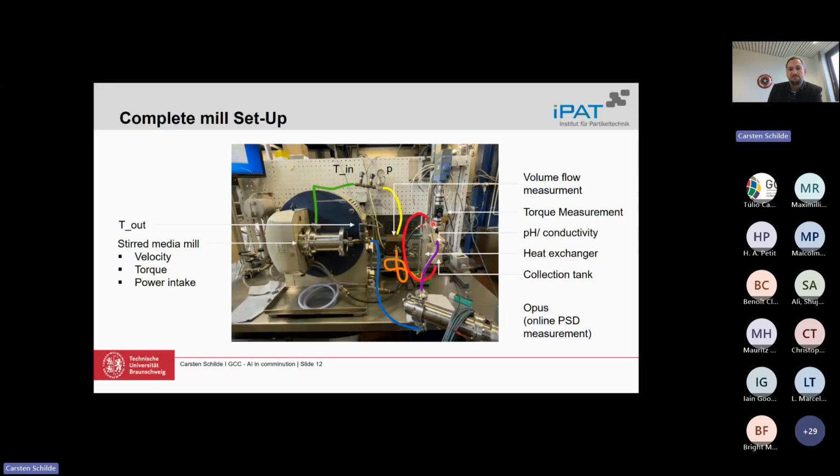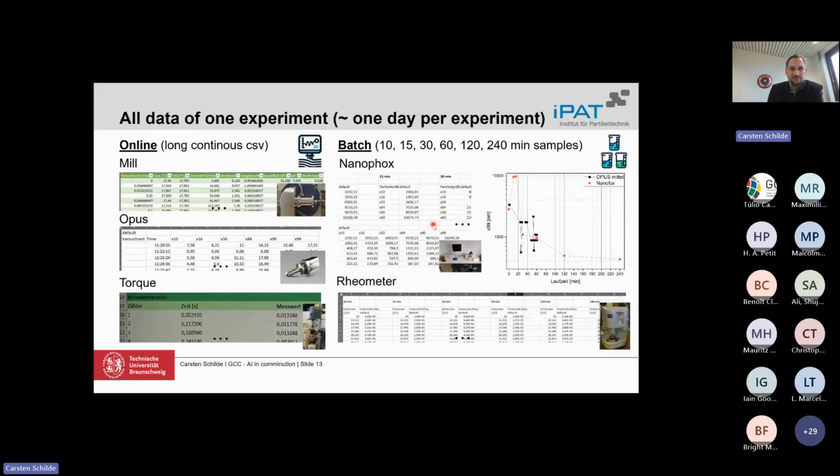We now measure the particle size distribution with this Opus measurement system, and we measure the torque on our stirrer in the vessel and within the mill. What we did is we get all these different data from our experimental setup. We get the Opus measurement, and we get the torque measurement from our stirred vessel. And from time to time, we take samples.